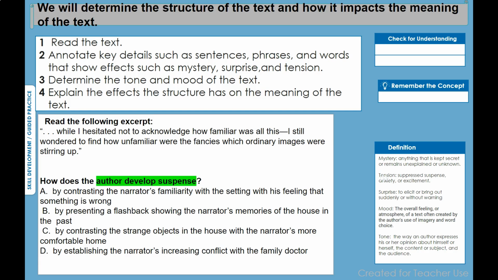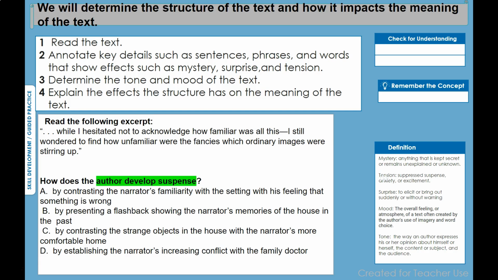So here's what I did. I flipped this a little bit. I'm going to give you an example of the things that we will use in class so that we are able to identify mystery, surprise, and tension. So the first thing you're going to do is always what? Read the text, and you're going to annotate. As you're annotating, you're going to pull out sentences, phrases, words, and even maybe a section that gives you a hint of surprise, mystery, and tension.